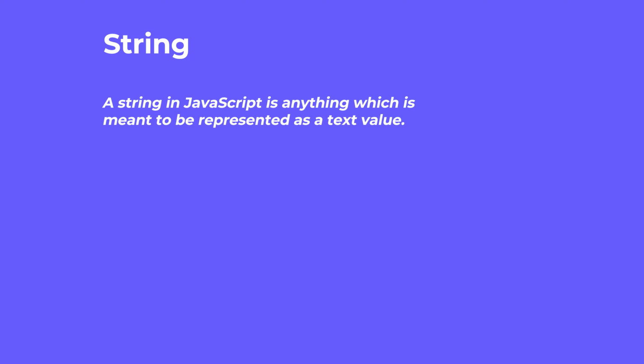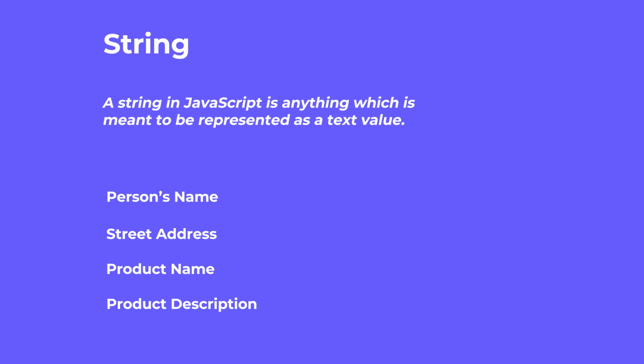The first data type we're going to go over is a string. Some examples of a string include a person's name, a street address, a product name, and a product description. So a string is anything which is meant to be represented as a text value. We're going to go over some examples. Here's an example of a string of a person's name. It can be in double quotes or single quotes, and either way is a valid way of representing a string. So here we have my name as a string.